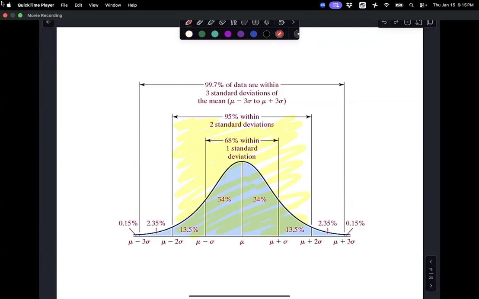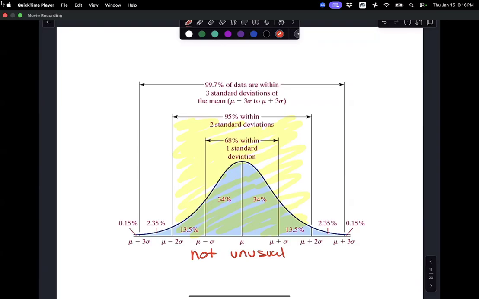Not unusual. That's really ugly writing. Let me write it again. Not unusual. Those are where the usual values lie, or things that are not unusual. Maybe expected values would lie there.